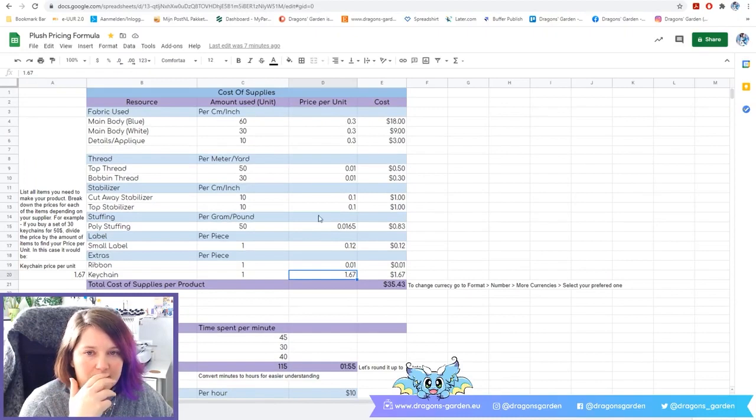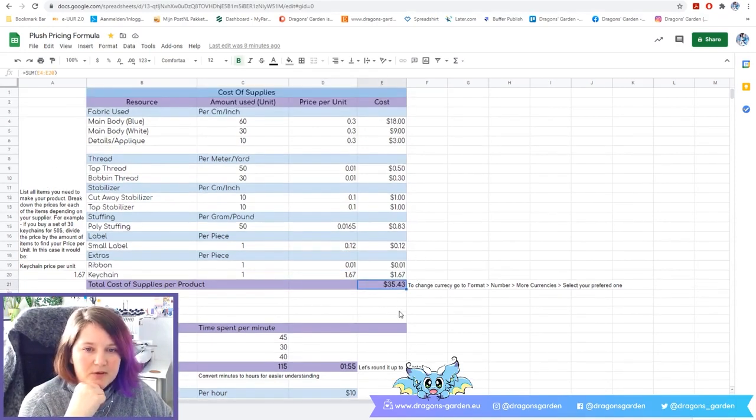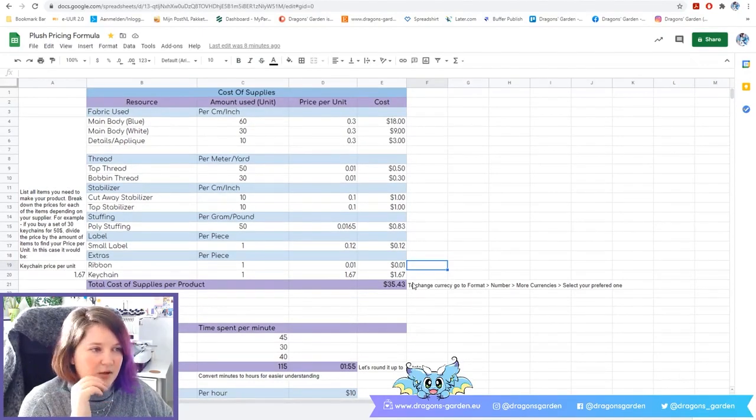And you do that for every single resource that you use. And this would give you a summary of everything that's here, the total cost of supplies per product. So let's say you're making a plushie. I don't know what kind of plushie it is, but it has a keychain and it has a ribbon with it, and it uses $35 of supplies.